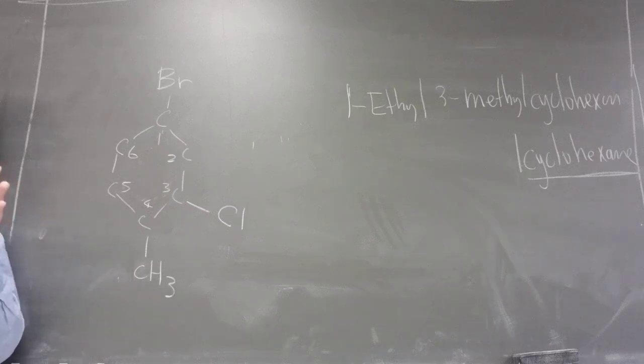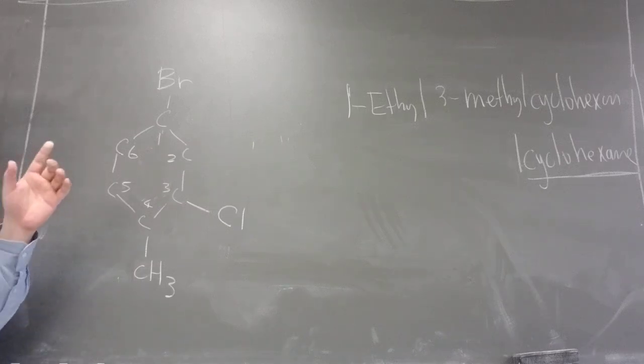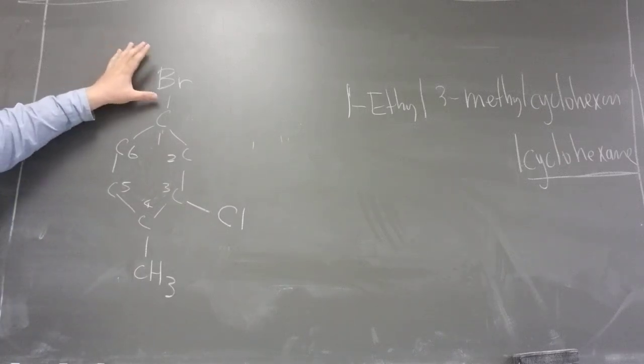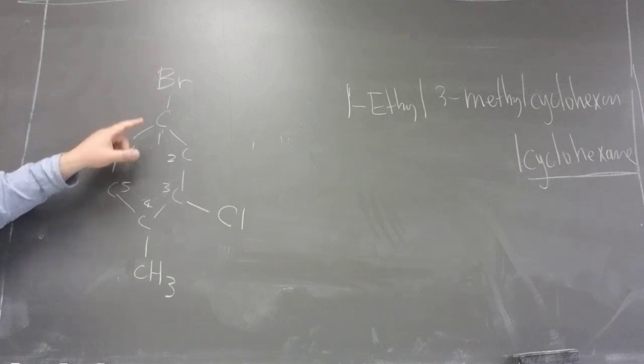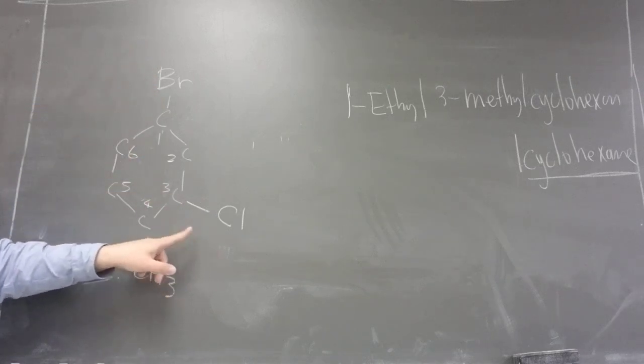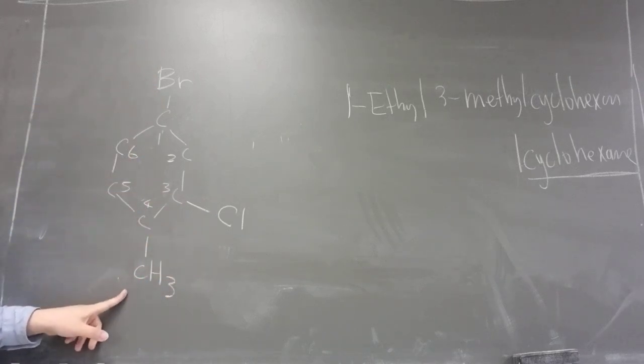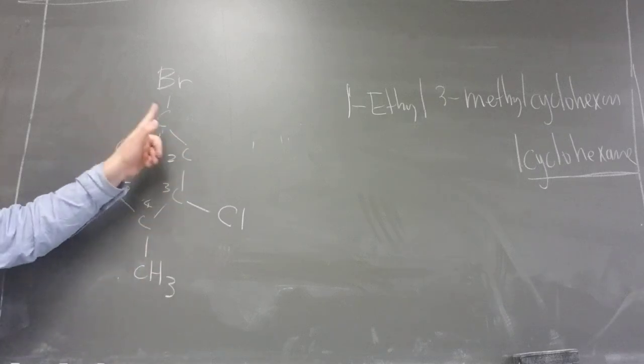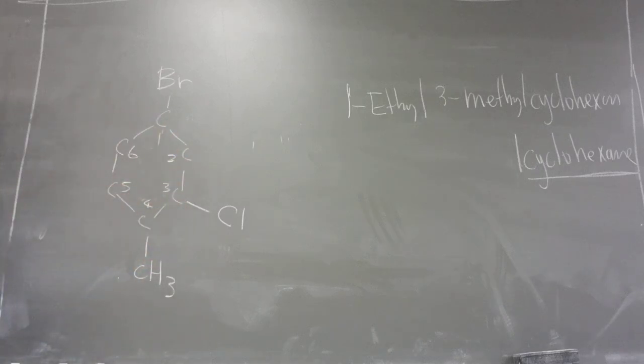Okay, does it make sense? We good? So this will be what? 1 bromo, 3 chloro, 4 methyl cyclohexane. Makes sense, right? Good. Okay. So that's pretty much it.